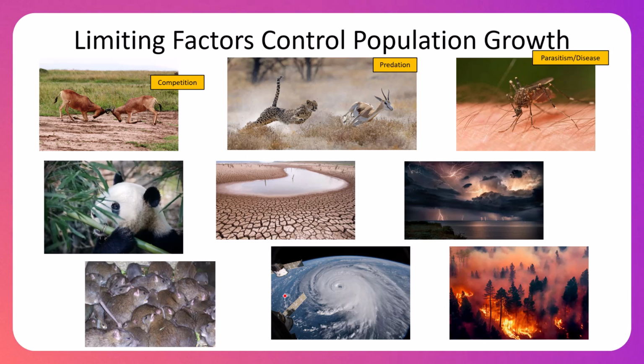That's true. Next, we have an example of parasitism/disease, and the reason these are combined is that a lot of times parasites will carry disease or be vectors for disease. In this case, a mosquito obviously can be an animal that can carry Zika virus and some other types of diseases like malaria.